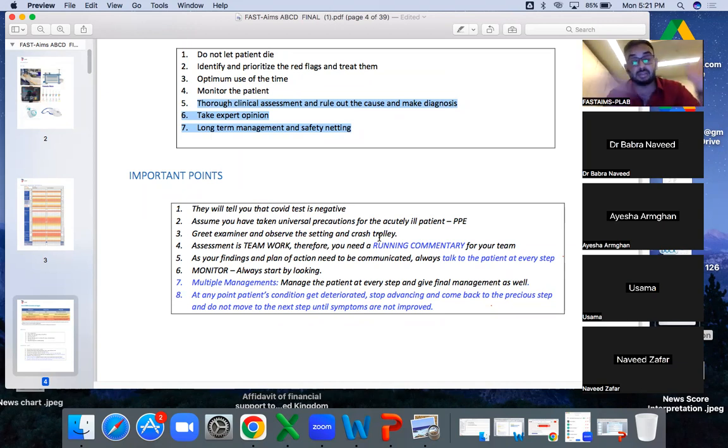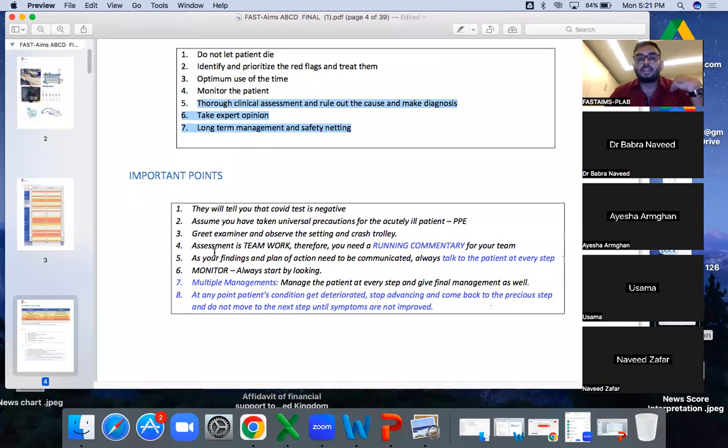Any other thing, like the patient, for example, there was an asthma patient with shortness of breath, and there was an inhaler present over there. You haven't seen that. And you are going to miss a lot of things that are already there. So you have to go with quite open eyes.